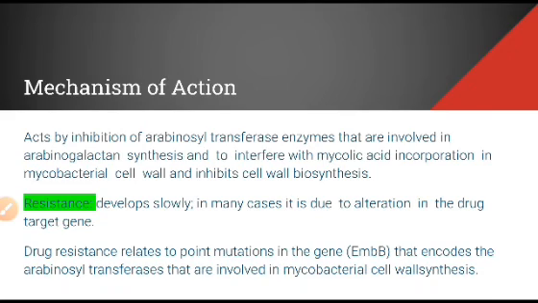Resistance also develops, usually slowly, with this drug, and the main reason here also is alteration in the drug target gene. Drug resistance is related to point mutation in the gene EMB-B, which encodes the arabinosyl transferases that are involved in mycobacterial cell wall synthesis. So here also that particular enzyme's gene is mutated.